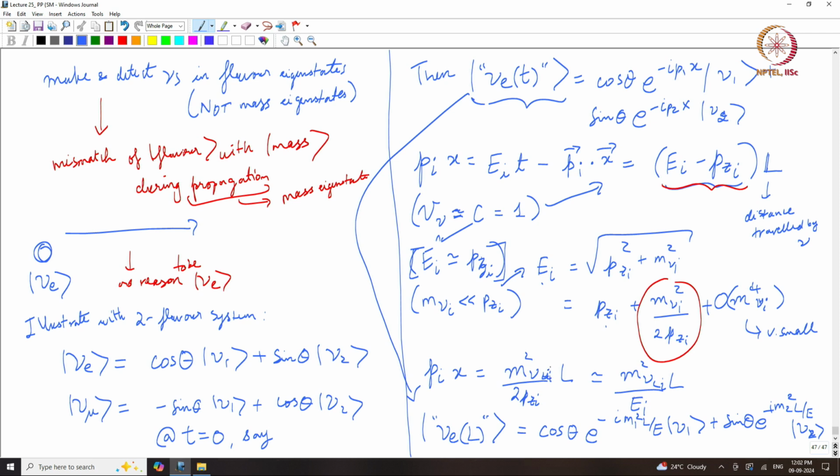So, that is what it is, and we will take up this expression in the next lecture and derive a probability of oscillation going from one flavor to another due to propagation.